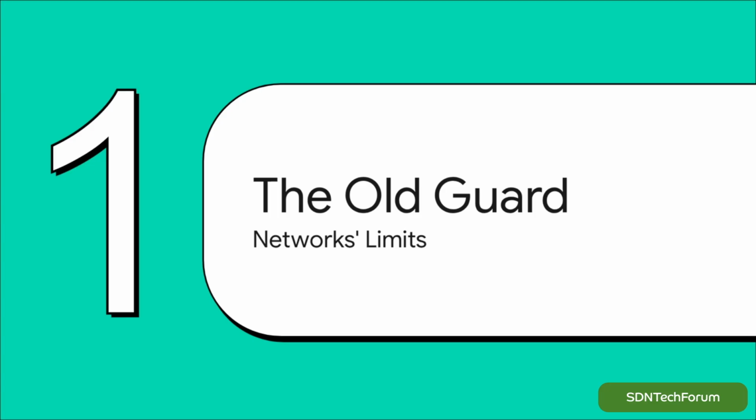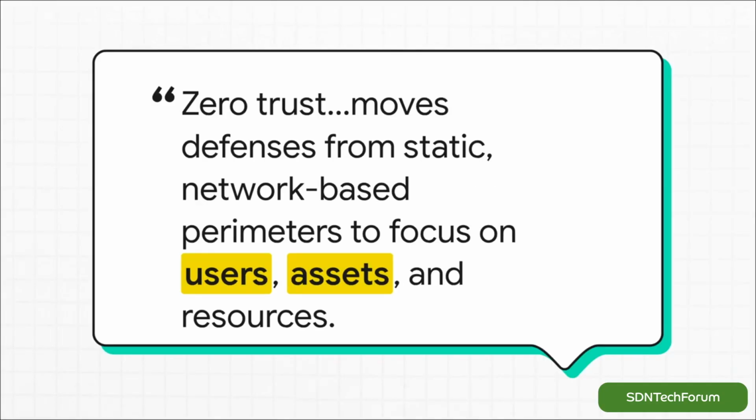Okay, first up, the old guard. Before we can really appreciate the modern city, we've got to understand why the old castle walls just aren't cutting it anymore. This quote from NIST really nails it. For years, the thinking was simple. Build a big, strong wall around your network. But what happens when your people and your data aren't inside the wall anymore? They're everywhere. That's the problem. The whole model has to flip on its head.